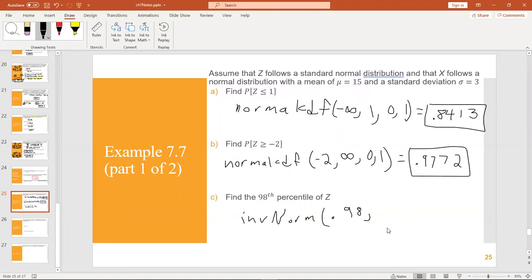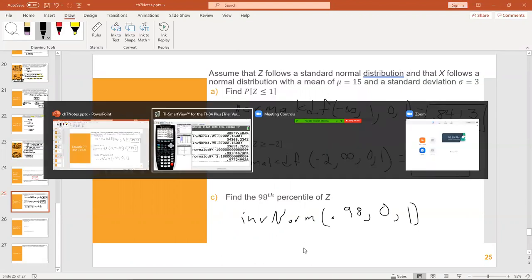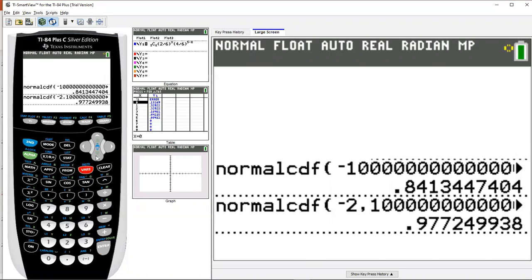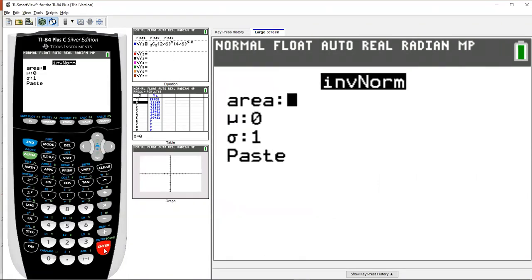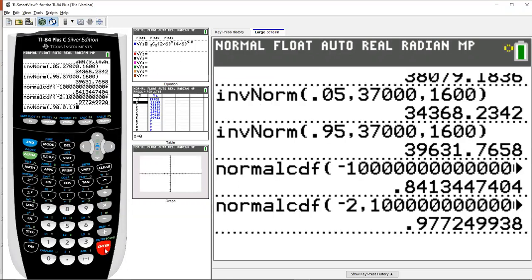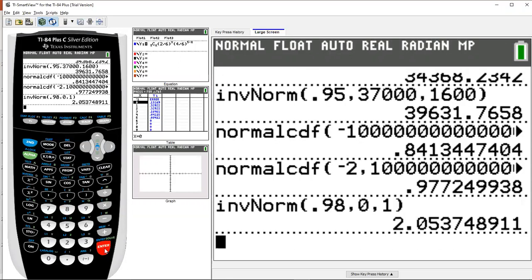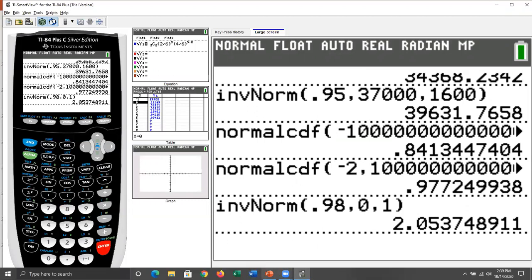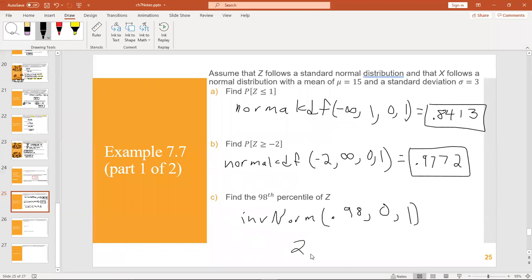You want the mean, which is 0. You want the standard deviation, which is 1. And so then you work out the inverse normal of that. Second vars, there's inverse normal. And you say the area is 0.98. 0 is the mu, 1 is the sigma. That's 2.054 if you round that off. So 2.054. So that would be the z value that would correspond to that.